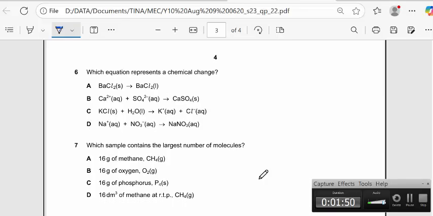Chemical change: you must see that this is a physical change. This is just dissolving. This is just dissolving. This one is a precipitation reaction. It's a precipitation reaction.